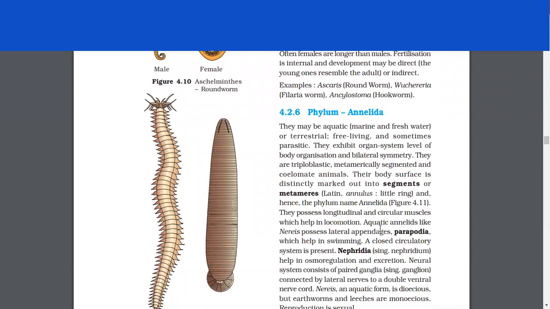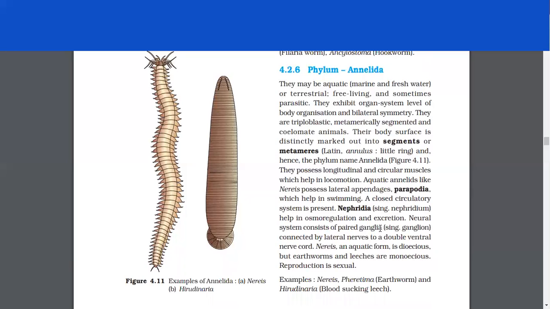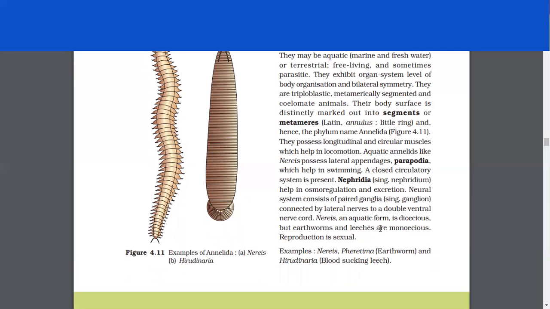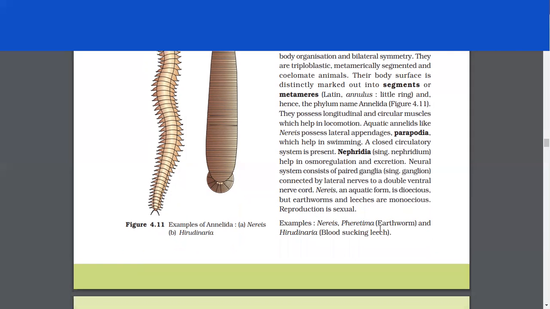Phylum Annelida. They may be aquatic, marine and freshwater, or terrestrial, free-living, and sometimes parasitic. They exhibit organ system level of body organization and bilateral symmetry. They are triploblastic, metamerically segmented, and coelomate animals. Their body surface is distinctly marked out into segments or metameres, and hence the name Annelida. They possess longitudinal and circular muscles which help in locomotion. Aquatic annelids like Nereis possess lateral appendages, parapodia, which help in swimming.